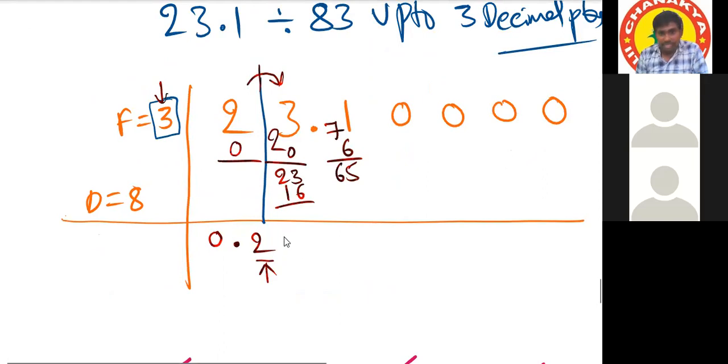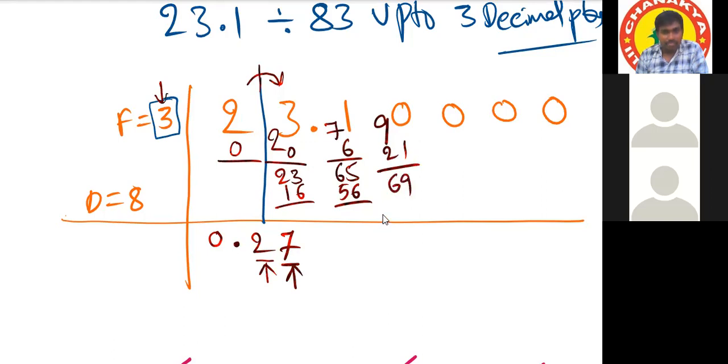If I take 8 7s, it is 56. What is the remainder? 65 minus 56 is how much? 9, sir. Write 9 before the next digit. Now the number becomes 90. After divisor multiplication is over, next we have to multiply with the flag. 7 3s are 21. 90 minus 21 is 69.